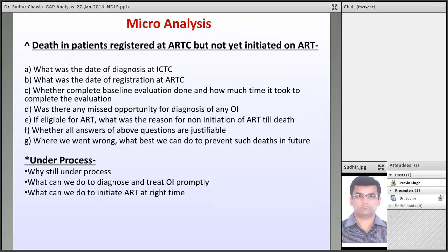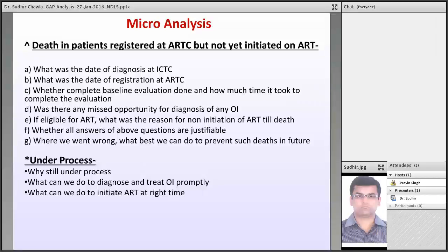So consider death in patients who are registered at the ART center but not initiated on ART. First I have to look into the date of diagnosis at ICTC and the date of registration at ART center, whether there is a major gap between diagnosis and registration. It may be that the patient was diagnosed at ICTC but registered at the ART center 1 or 2 months after the diagnosis, because the patient was feeling healthy and was not ready to come back.